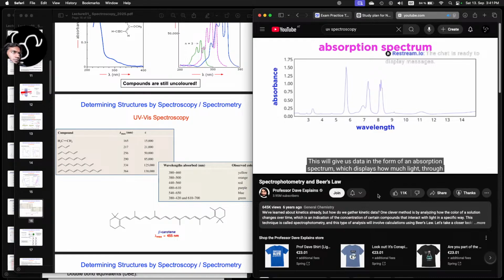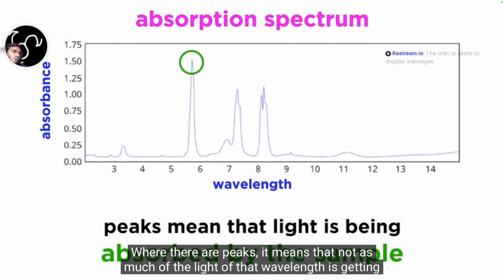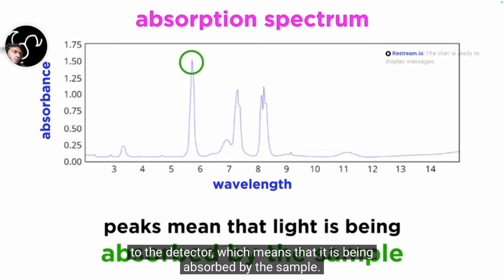This will give us data in the form of an absorption spectrum, which displays how much light through a band of frequencies is able to pass through a sample to reach the detector. Where there are peaks, it means that not as much of the light of that wavelength is getting to the detector, which means that it is being absorbed by the sample.